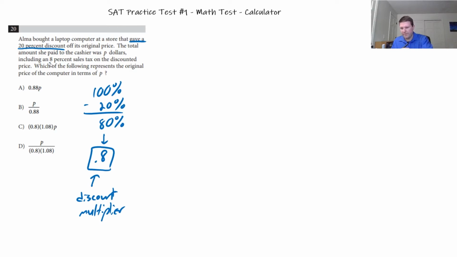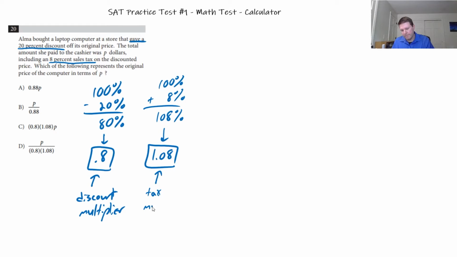And then you also have to pay 8% sales tax. So you'd start at 100% and then add 8%. Okay, this is 108%, which as a decimal is 1.08, and this becomes our tax multiplier. So if you notice the structure of this, it's saying at the cashier she paid P dollars. So they want the original price. Assuming you had the original price, you'd be like, okay, you get a discount, so 0.8, and then times the tax, 1.08, and then times X for whatever that original price is. And then you end up paying P dollars at the cashier.